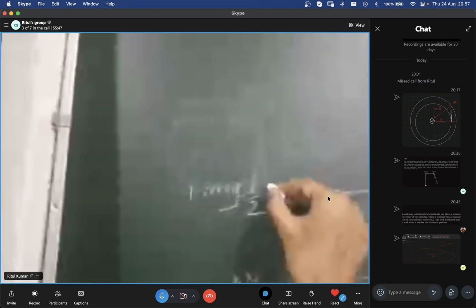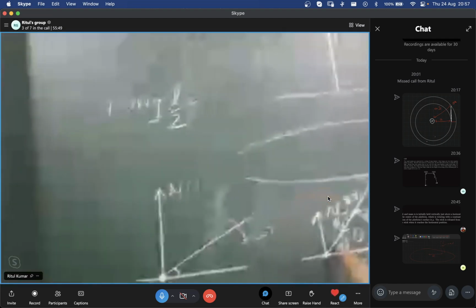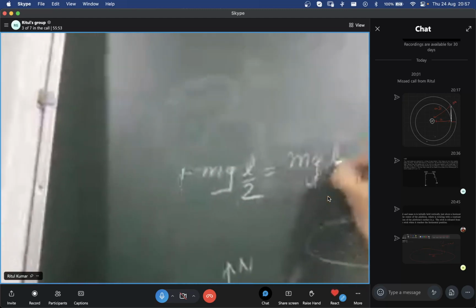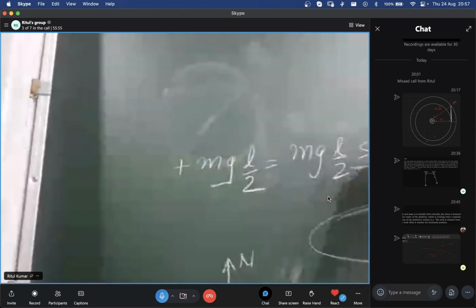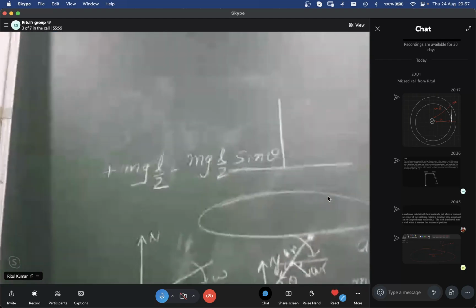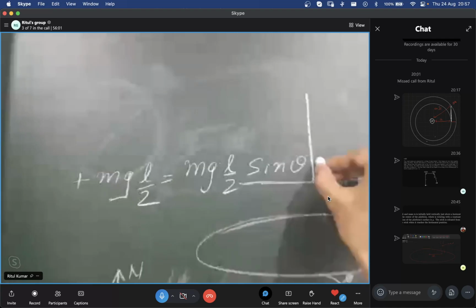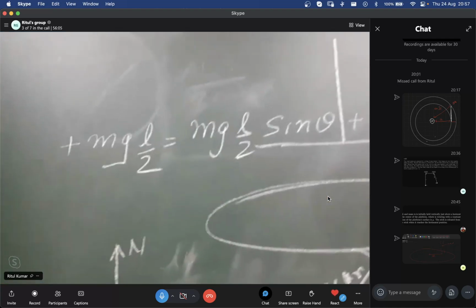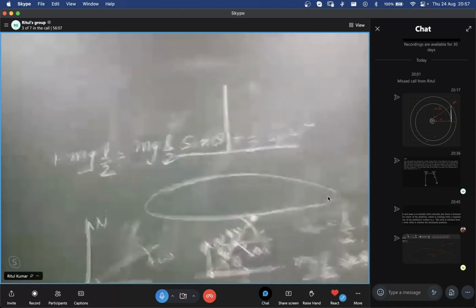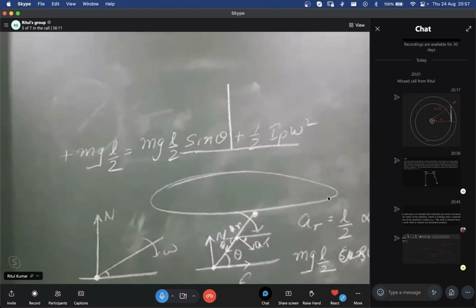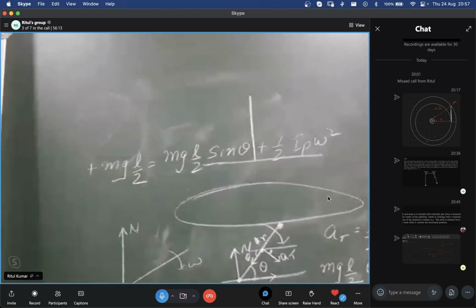This is equal to, if it is rotated by an angle theta here, then 90 minus theta. So mg L by 2 cos(90 minus theta), which will be sin theta, plus half IP into omega square, right? This gets us omega.